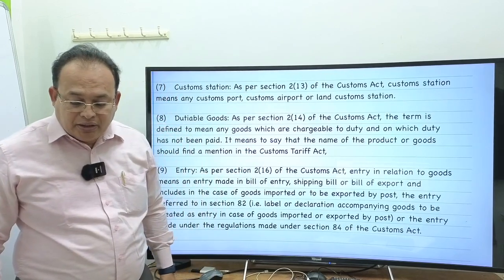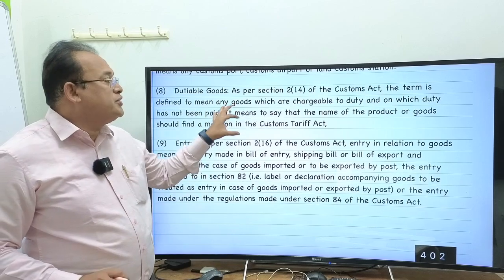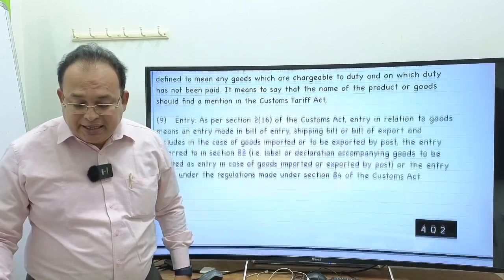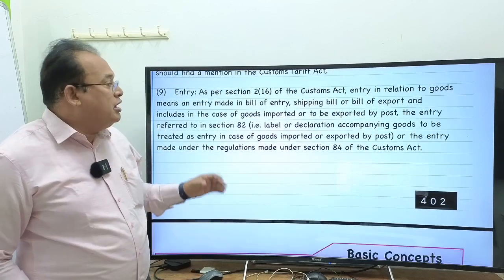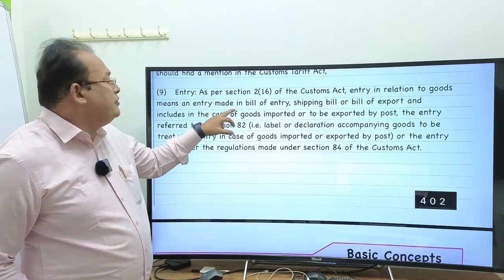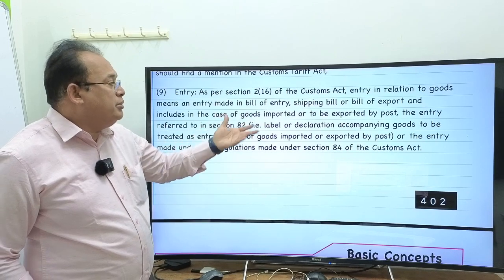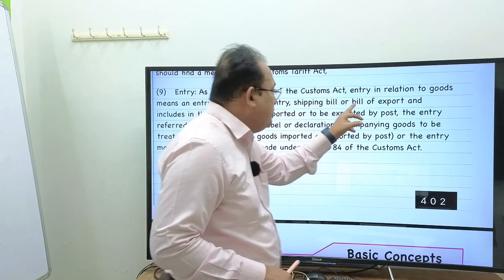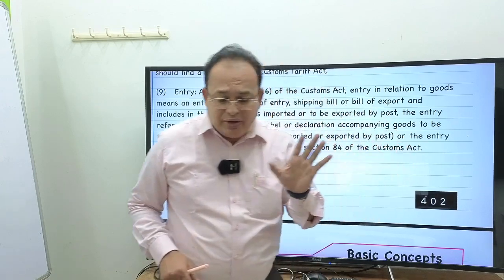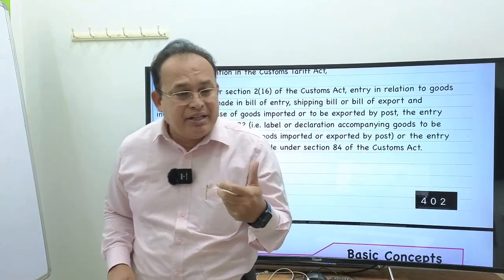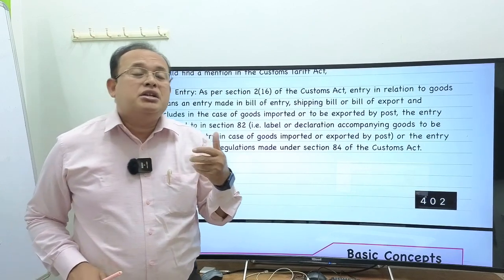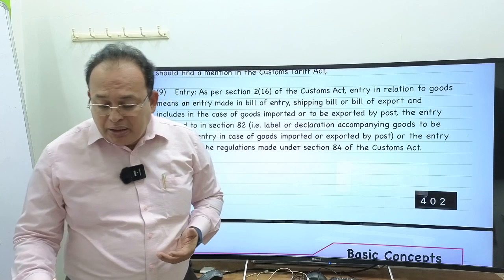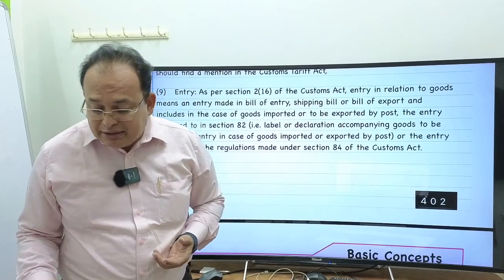Further, dutiable goods are the goods which will attract duty on account of import or export, as the case may be. Entry is made in the bill of entry, shipping bill or bill of export. What do you mean by bill of entry? What do you mean by shipping bill? What do you mean by bill of export? It will be explained to you. These are all separate terminologies which are globally recognized and practiced.